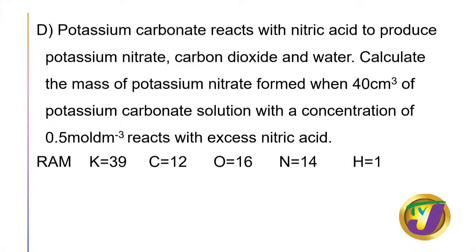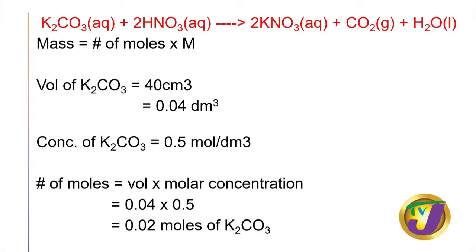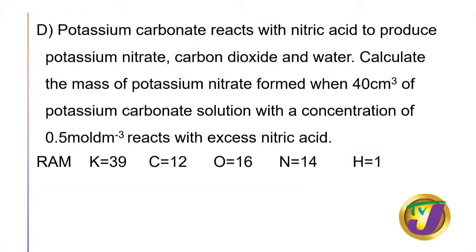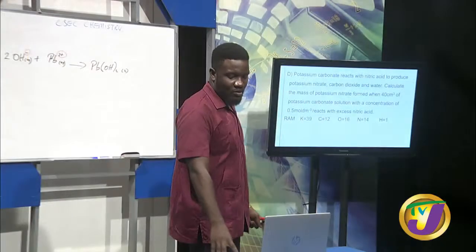So remember, all we're going to do, write our chemical equation first. So potassium carbonate reacts with nitric acid. So those are our reactants to produce potassium nitrate, carbon dioxide, and water. So those would be our products. Very good. All right. So here it is in red. So K2CO3, 2HNO3, and we have the rest of our products. All right? So the first thing, we must find the number of moles for the known. From the question, the known is potassium carbonate. See there, 40 centimeter cube of it.